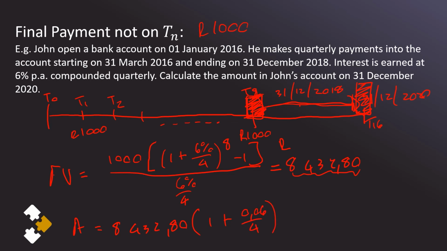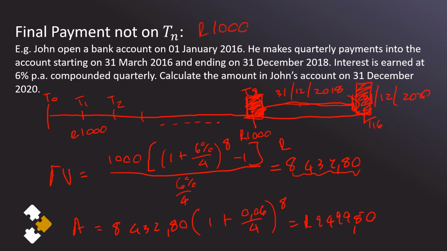Right, and then that's again going to be a further 8 periods. That's 8 quarters over the 2 years. All right, and that's then going to give us an answer. Let's see what we get here. Okay, so I get that this is going to appreciate nicely, and when he goes to the bank, they're going to give him good news. He has 9,499 Rand and 50 cents in the account.